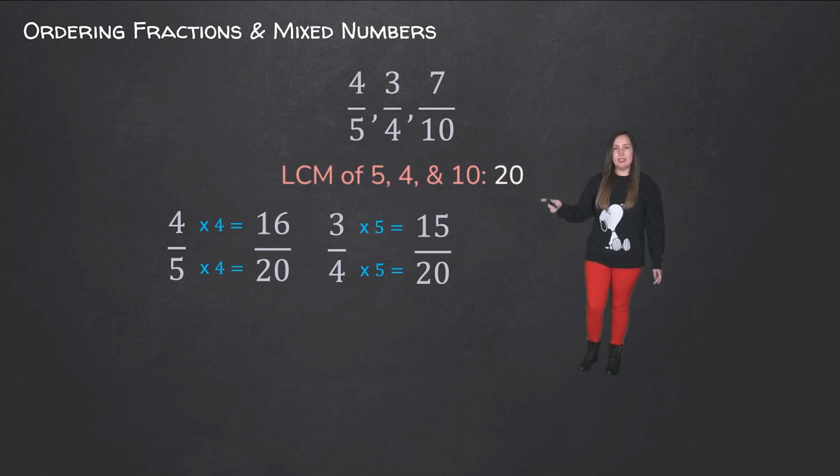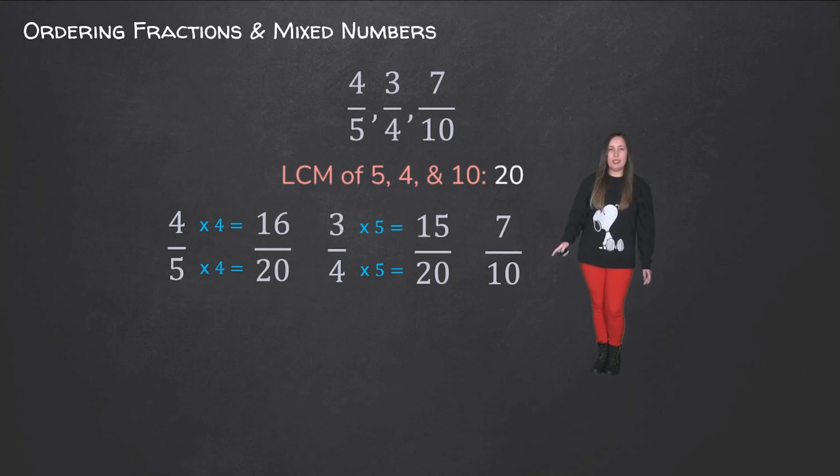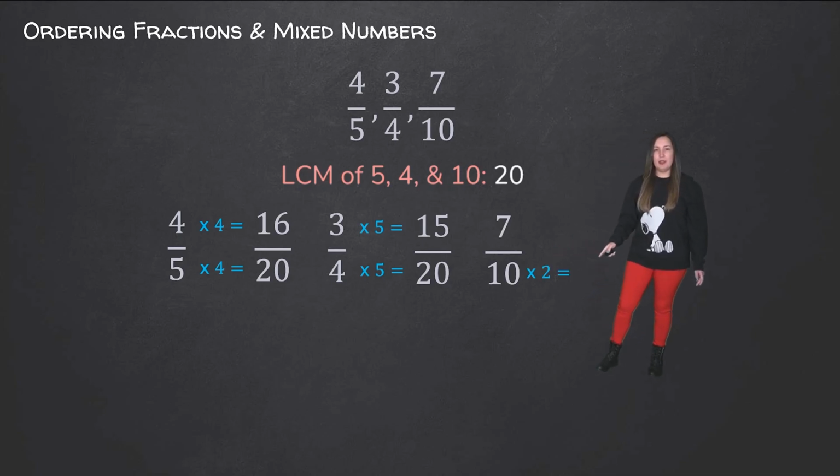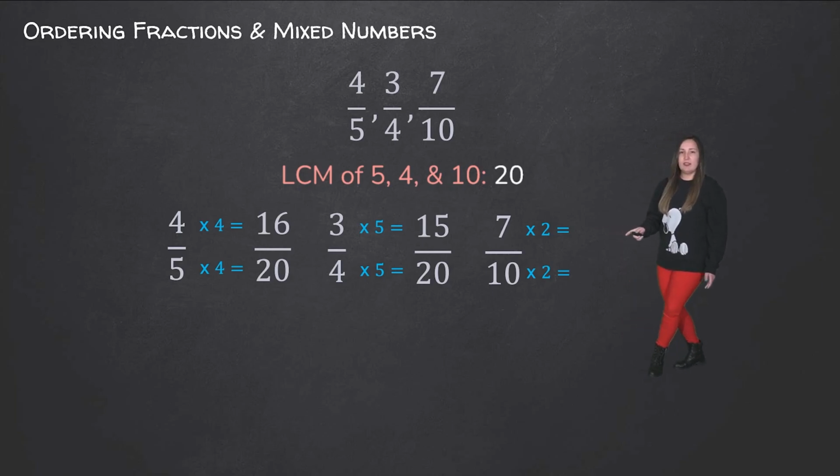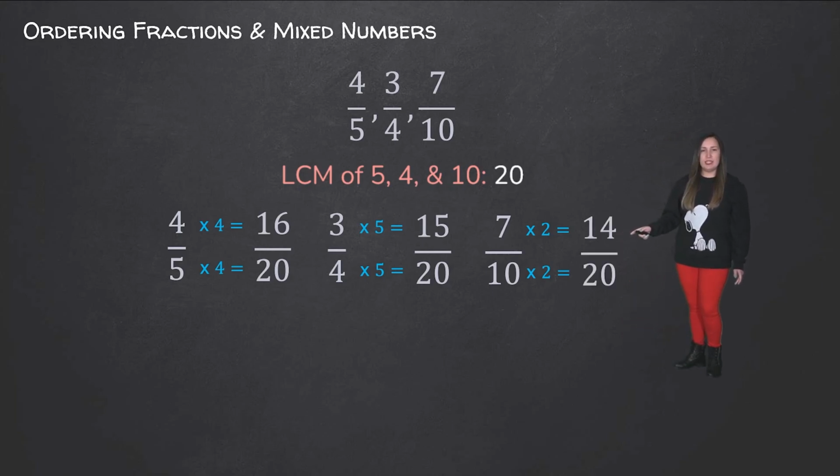Then we're going to take 7 over 10. And in order to get a denominator of 20 here, we have to multiply 10 by 2. Whatever we do to the denominator, we have to do to the numerator as well. So 7 times 2 is equal to 14, and 10 times 2 is equal to 20.